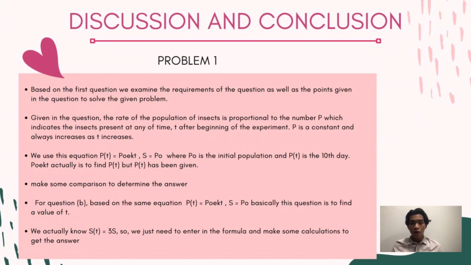The equation P0 e^(kt) actually is to find P(t), but P(t) has been given. So we make some comparison to determine the answer. For question B, based on the same equation stated in the slide, basically this equation is to find a value of t. We actually know P(t) is equal to 3P0. So we just need to enter in the formula and make some calculation to get the answer.